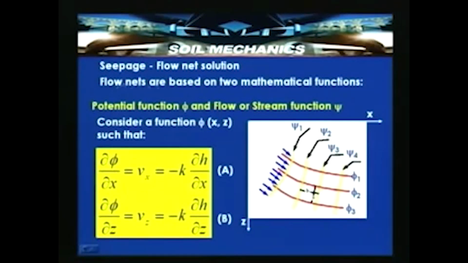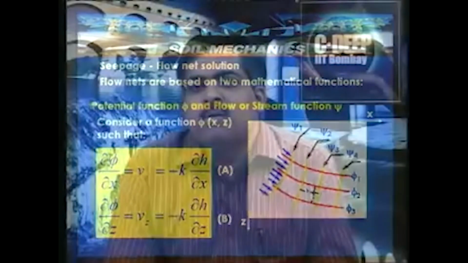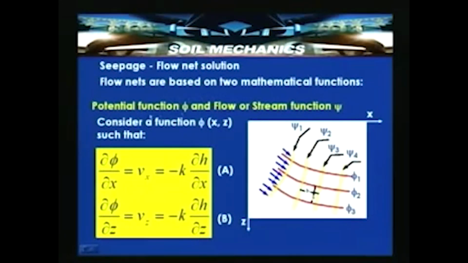So, when you come to this particular flow net, we said that there are two families of curves. One is, please note, flow lines, another one is equipotential lines. We will come to the details of definitions later, but consider that the equipotential lines are represented by potential functions, say phi. Similarly, these flow lines are represented by a stream function or flow function, psi. So, here flow nets are based on two mathematical functions, potential function phi and flow or stream function psi.